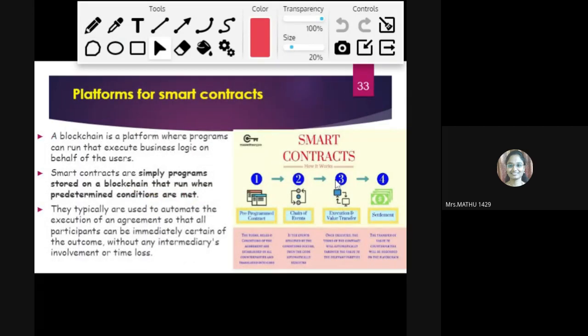Another feature of blockchain is that it is a platform for smart contracts. So blockchain acts as a platform for smart contracts. What is a smart contract? A smart contract is actually a program. They are simple programs stored in the blockchain, and in that program or code, it includes some conditions.